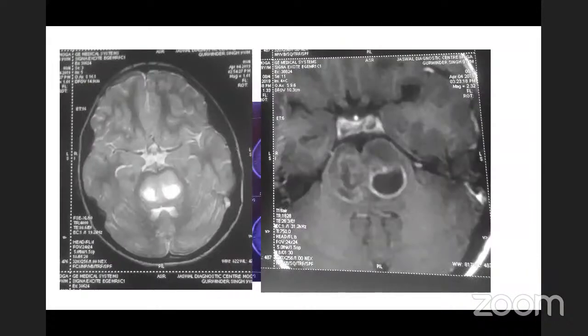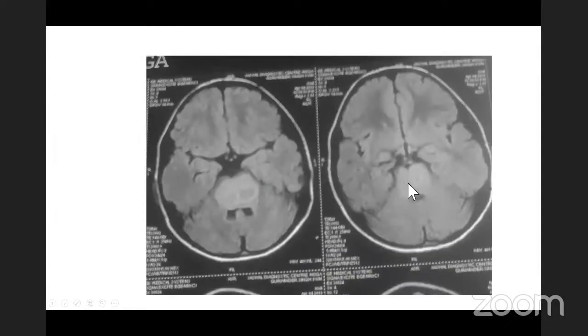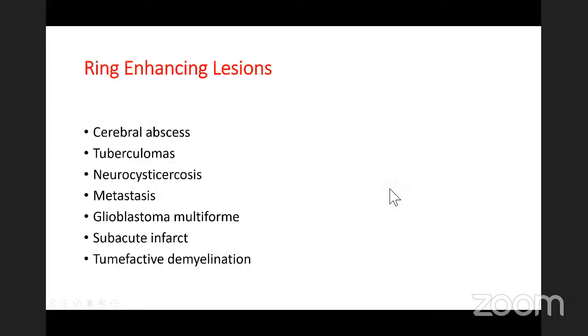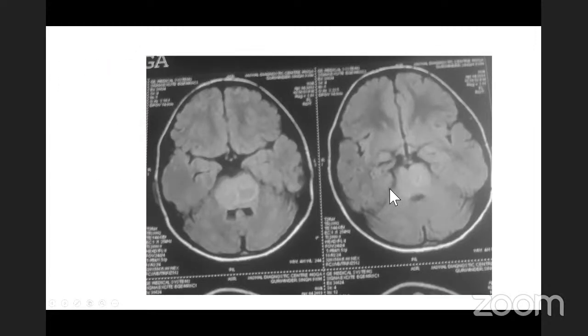And we can also think of something beyond ring enhancing lesions, that is tuberculoma and NCC. This was a child who presented with altered sensorium and hemiparesis, and what we found on T2 axial sections was an expansion of the pons, which enhanced on contrast. This is again a FLAIR section showing an expansion, and that enhanced beautifully with contrast. And this actually turned out to be a glioblastoma multiforme.